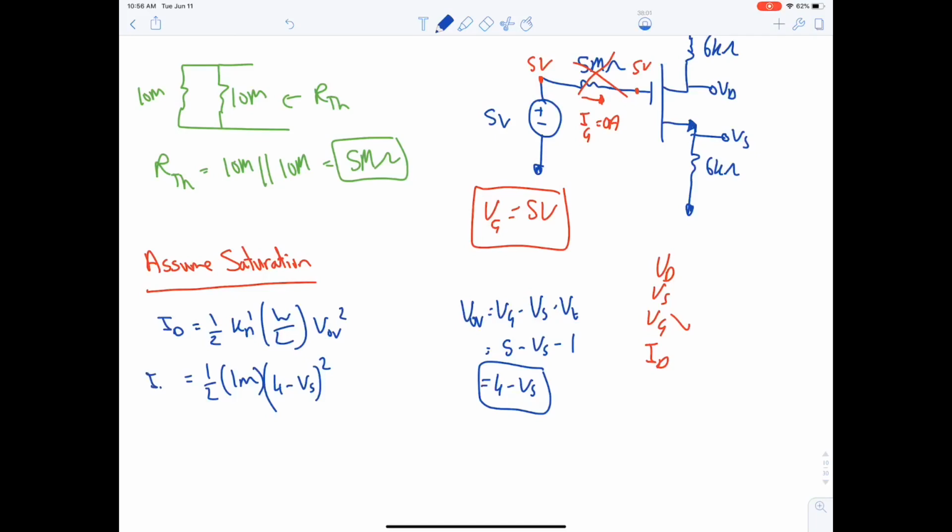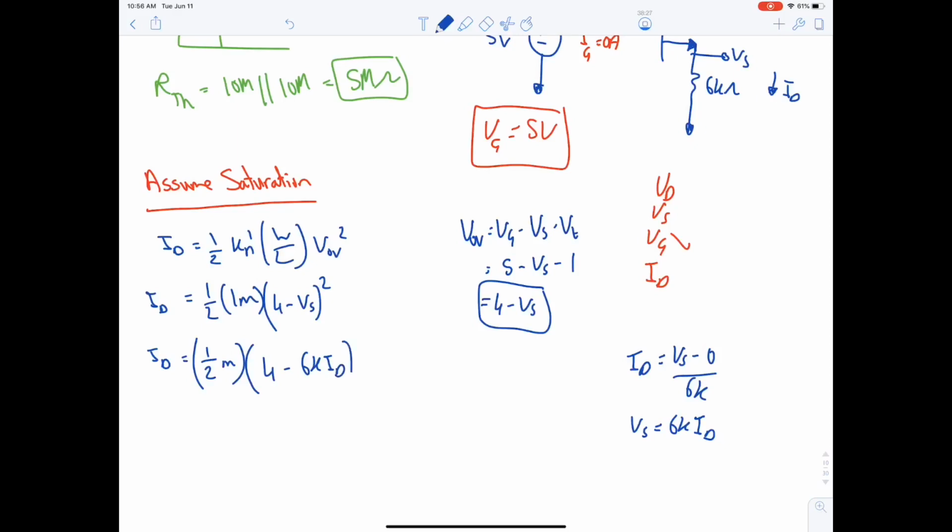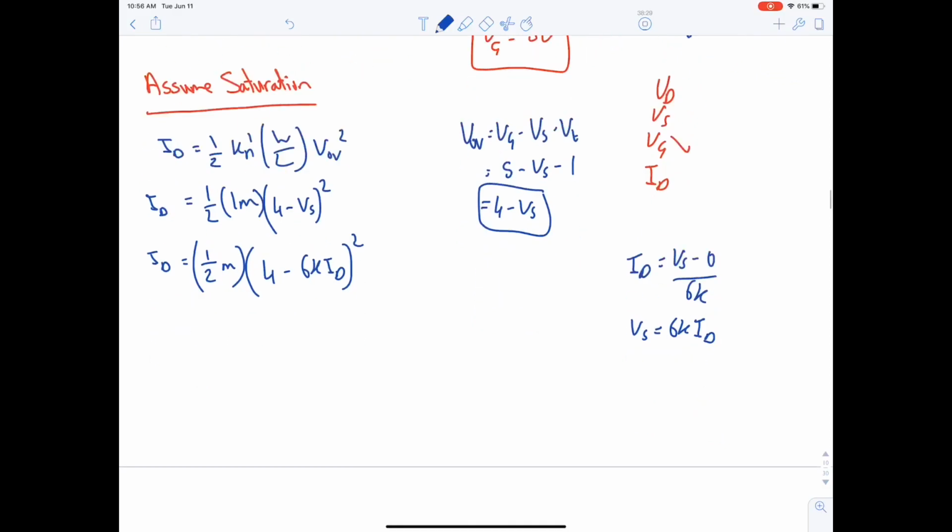And ID. So we now have one equation and two unknowns. We need a relationship between ID and VS, which is Ohm's law. ID is equal to VS minus 0 over 6K. So VS is equal to 6K ID. Here we can replace VS with 6K ID squared. Okay.